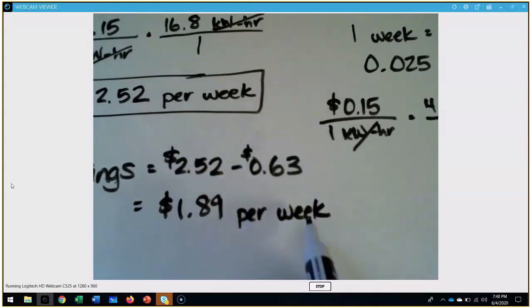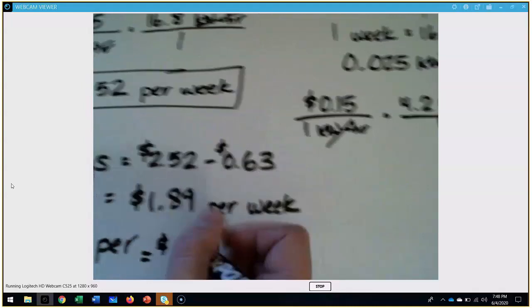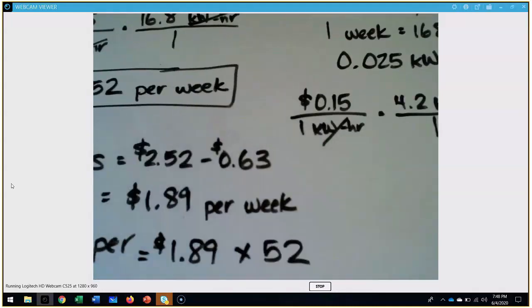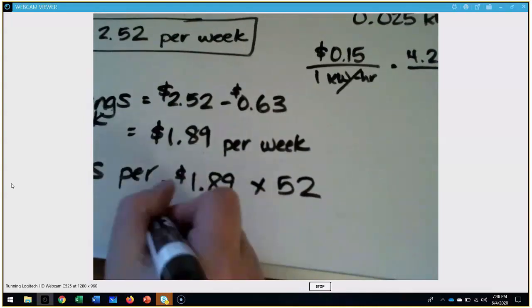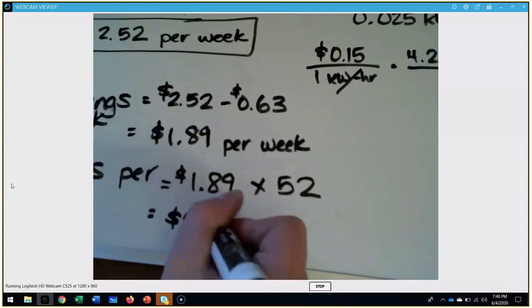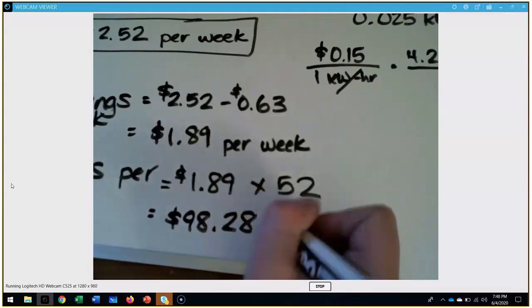And now, if I want to know how much that would be for a year, how many weeks are in a year? 54? 54? Okay. Jeez. Take $1.89 and multiply it by 52. And that is $98.28. That's the savings per year.